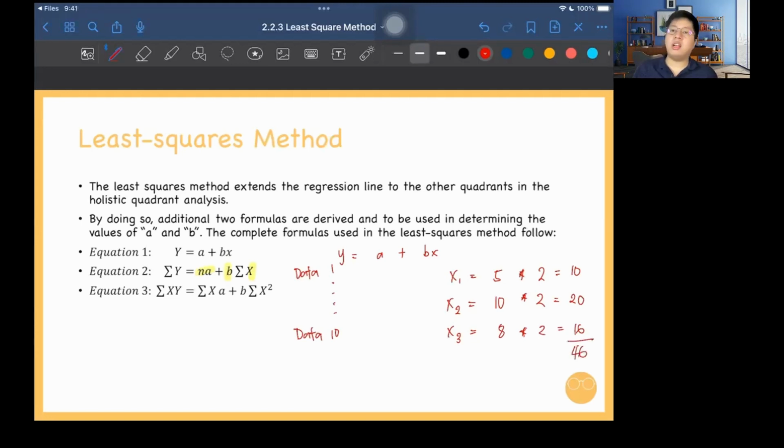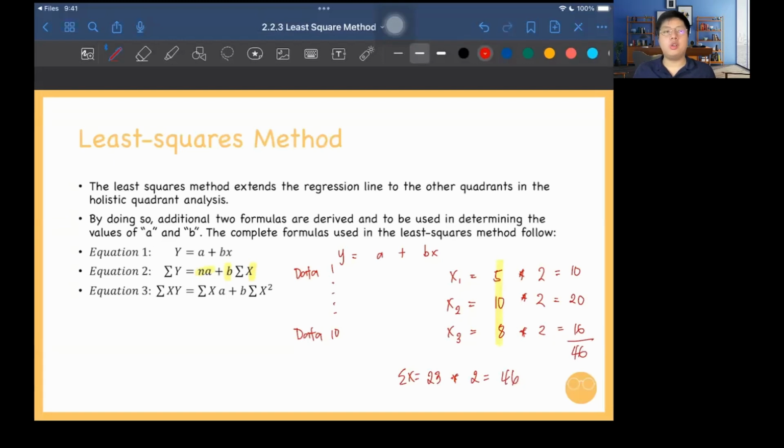So that is the long method. But the shortcut here is to get the summation of x, to get the summation of this portion. So we have here 5 plus 10 plus 8, that will give us 23. That is the summation of x multiplied by our constant of 2. That will give us 46 as well. So that is the reason behind how we arrived at equation 2.